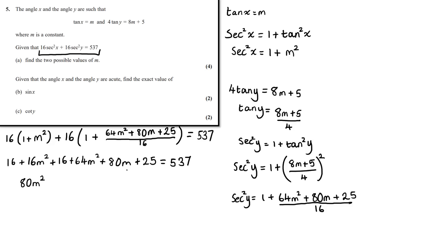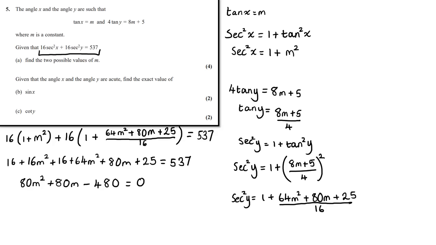We've just got the 80m here, there's no other m term, so it's just going to be plus 80m. And we've got 16 plus 25, and then we need to minus 537. So on our calculator, we're going to do 16 plus 25, and then minus 537, and that's going to be equal to minus 480, which is equal to 0. So hopefully I didn't confuse you when I said that. Obviously, 16 plus 25 minus 537, that's minus 480. But obviously, the right-hand side then is equal to 0. Okay, so that's what we mean there.